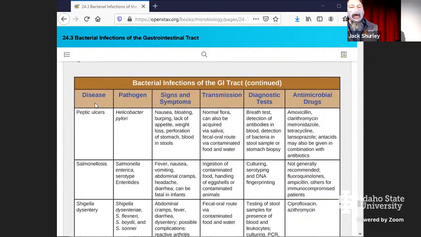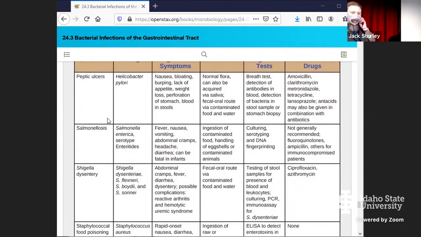So some more stuff. You thought we were done, but we're not. This table's too big. We had to split it in half. The peptic ulcers, Helicobacter pylori is our culprit with that. It causes all sorts of issues: nausea, bloating, burping, lack of appetite, weight loss, and potential if it progresses to perforate the stomach. And there's also possibilities to see blood in the stool. Again, it would be kind of a progression with that.